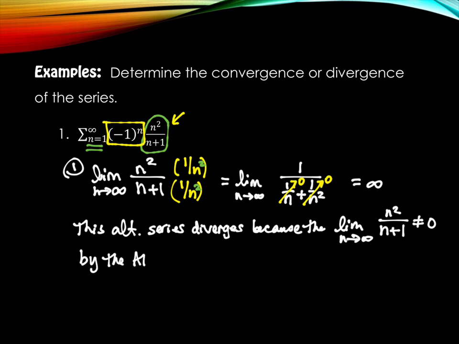And if it's not 0, by the alternating series test, the summation from n equals, actually, I think that's good because I wrote it at the beginning. I wrote it backwards in my notes, but that's fine. This alternating series diverges because the limit of the positive part, the n squared over n plus 1, does not equal 0. And it's the alternating series test that tells us that. Okay. Straightforward enough?